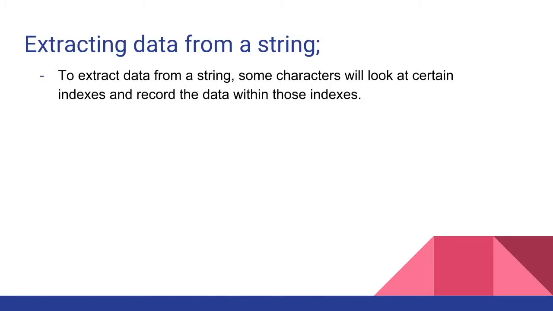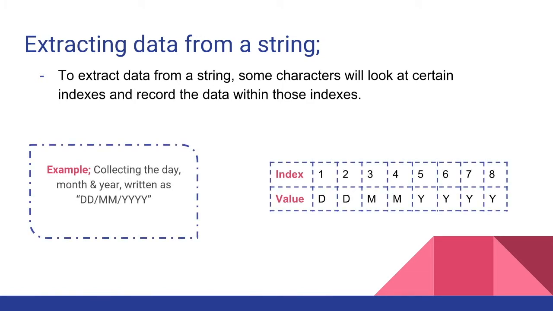To extract data from a string, the algorithm looks at certain indexes and records the data within those indexes. An example of this is collecting the day, month, and year, where the date is written as 2 Ds, 2 Ms, and 4 Ys. Looking at the index and values table, it collects the characters from indexes 1 and 2, labeled as 2 Ds, and records them as the date and displays them.